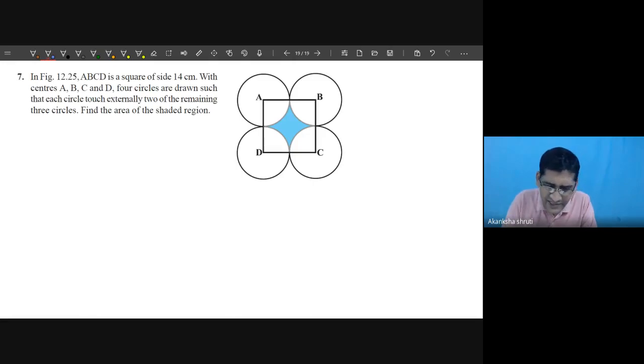So in the figure, ABCD is a square of side length 14. Means this much becomes 7 centimeter and this much becomes another 7 centimeter. Okay, this is 14. With ABCD, 4 circles are drawn, each touching each other externally, 2 of the remaining 3 circles. Find the area of shaded region. So I'm giving you just the hint.